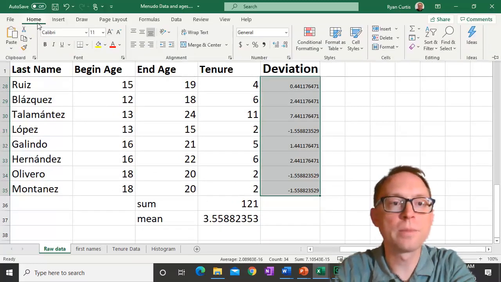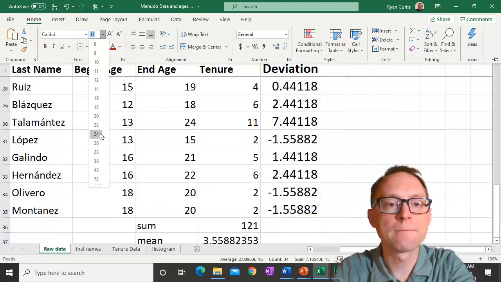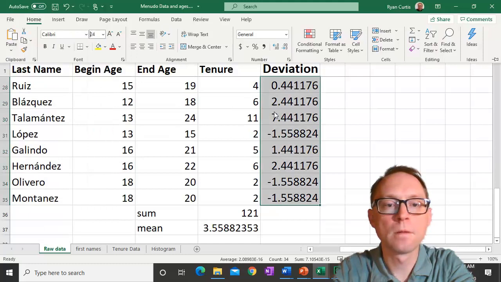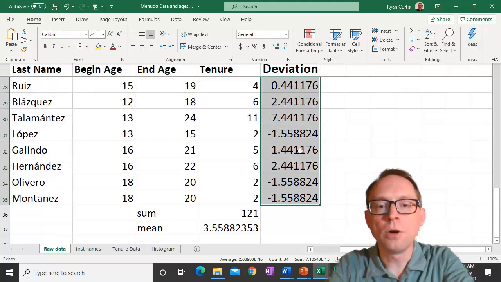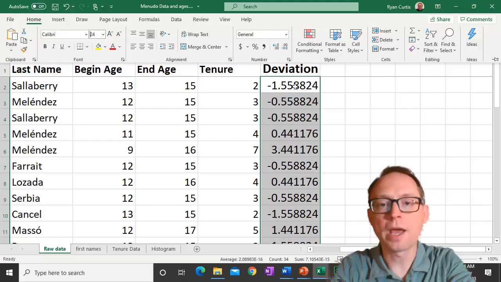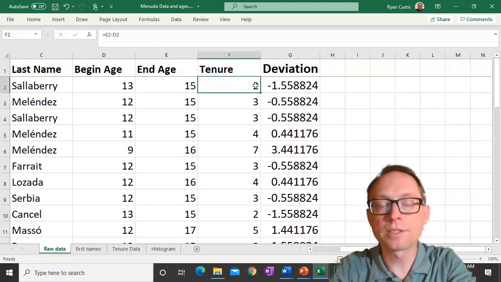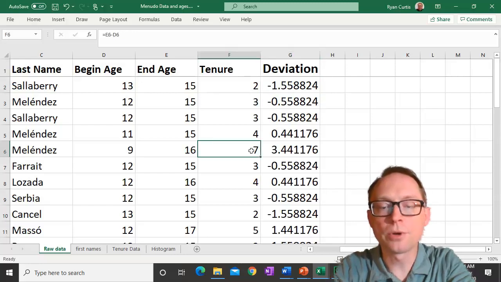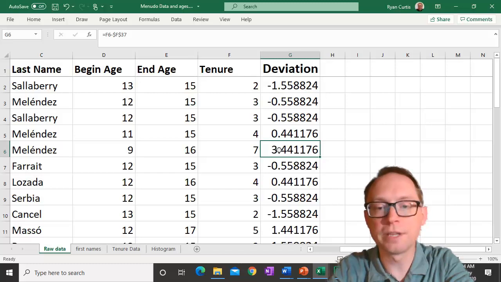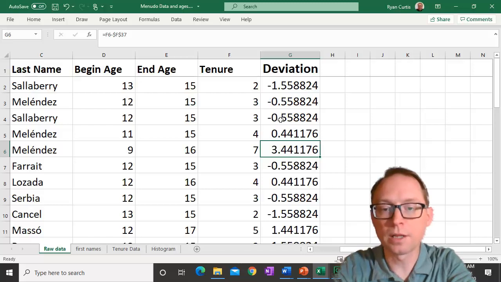Let's go ahead and make sure that you can see these. So then, if you look, here are the deviations of everybody who's ever been in Menudo. You'll notice that anyone who has a score that's less than the mean has a negative deviation. Anyone who has a score that's above the mean has a positive deviation. And this deviation says, how different are you from the mean? That's what it's telling you exactly.